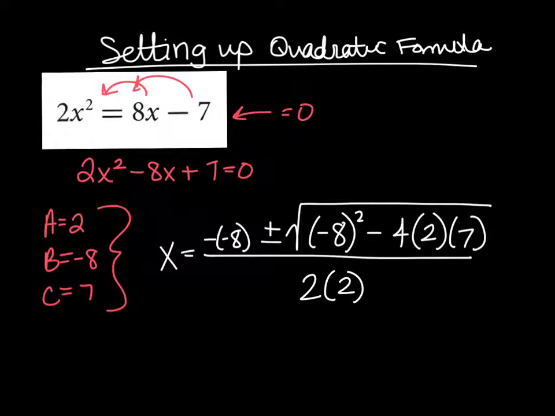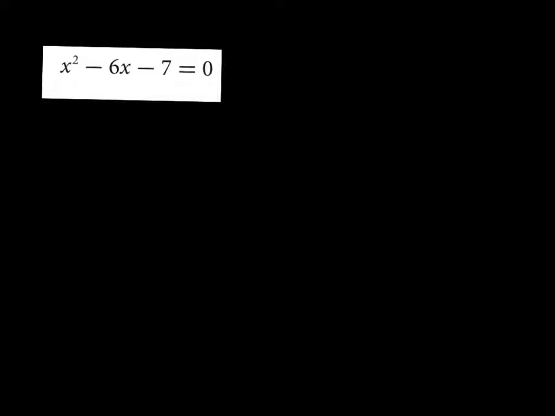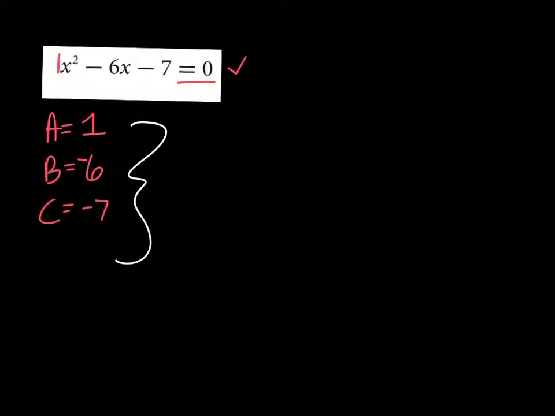Okay, let's try setting up another one. They made this one easy for us. It already equals 0, which means I'm ready to go. So I'm going to label my a, b, and c. Now you may look at this and say, what's a? There's not a number out there. Remember, if there's not a number but I need one, that's a 1, because I can multiply anything by 1 and it won't change. Then b is -6 and c is -7. So let's go again. If you want to pause the video and see if you can do this on your own first, I would do that.